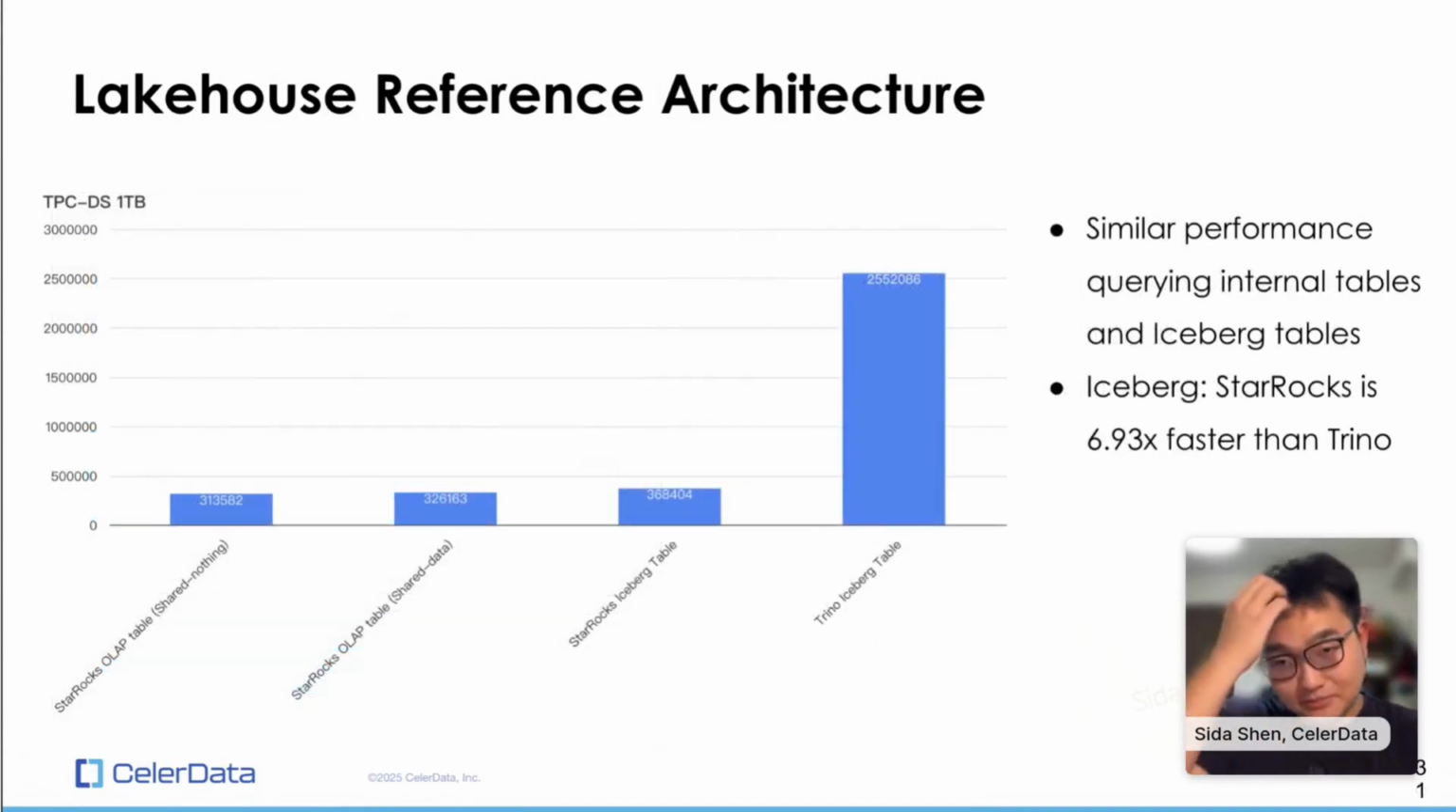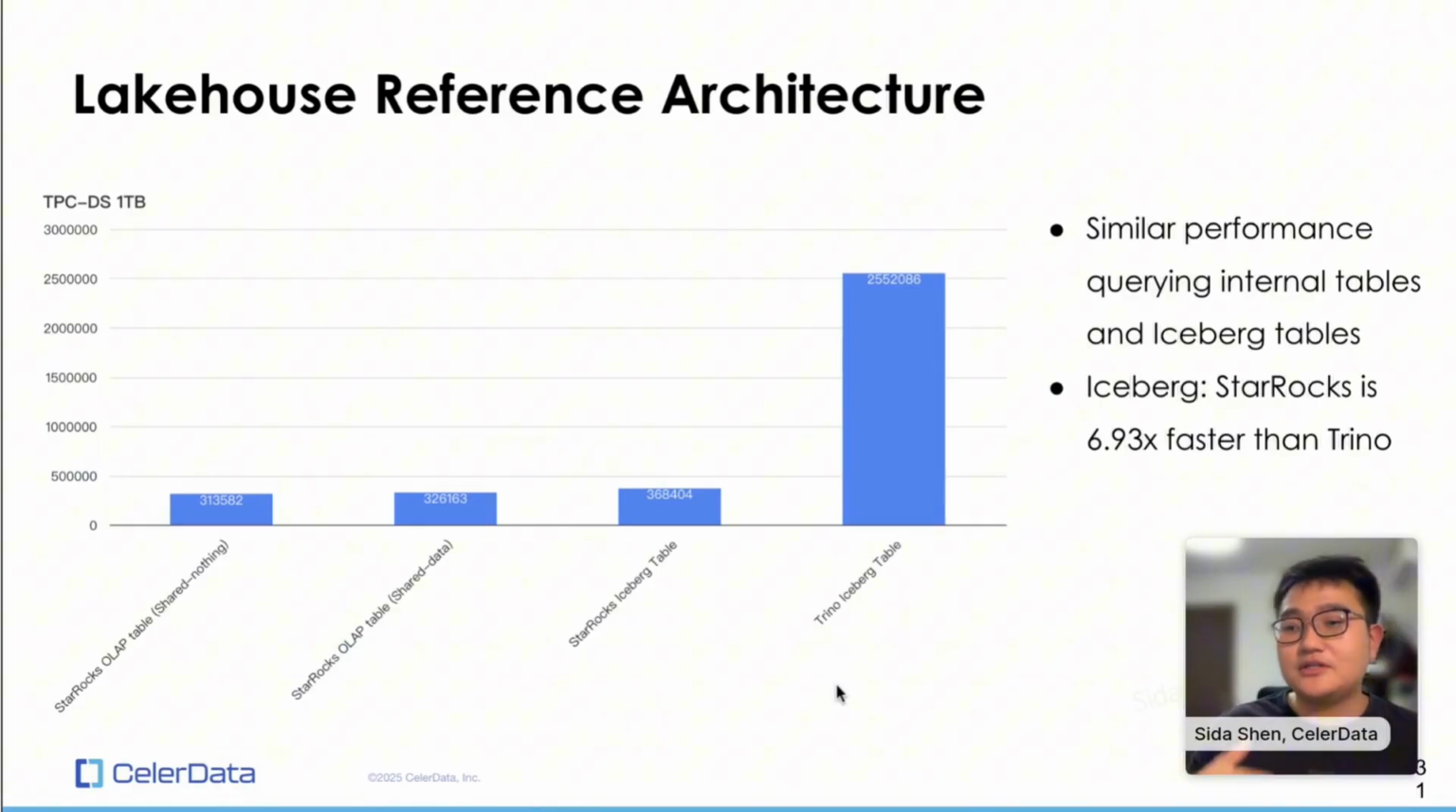And this is a benchmark test, TPC-DS 1 terabyte. So this is between StarRocks OLAP table, our internal optimized storage, share nothing. Share nothing is persisting everything in the local disk of your nodes, so this is the absolute fastest way of running a query. Not even a cache is needed because everything is local. And the second one is OLAP table, the internal table, with the shared data architecture, which means the data is persisted in S3, but it's still in StarRocks' own optimized format. And StarRocks directly querying Iceberg table, that's pretty self-explanatory.